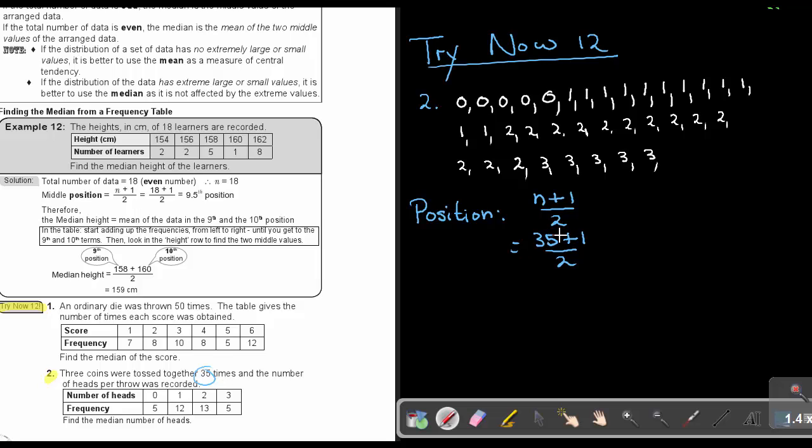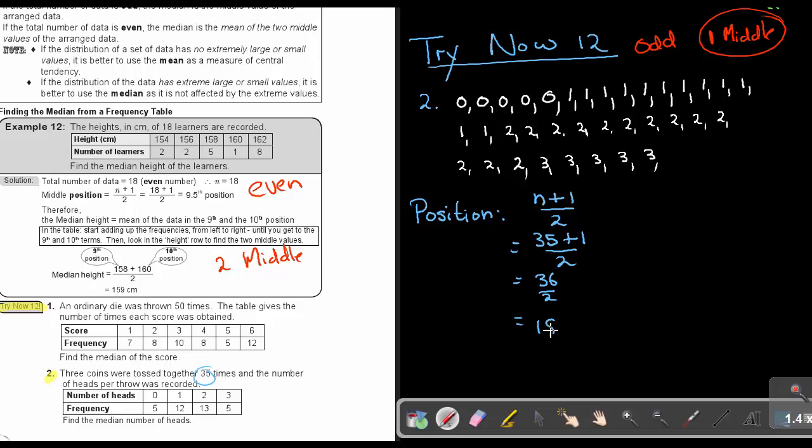this is an odd number. If it's an odd number, can you remember what I said? Odd, then how many will be in the middle? Then only 1 will be in the middle. When it was an even number, then how many was in the middle? 2 was in the middle. Okay. So in this case, I'm just going to continue. I'm just going to say 36 divided by 2. So it's the 18th position.